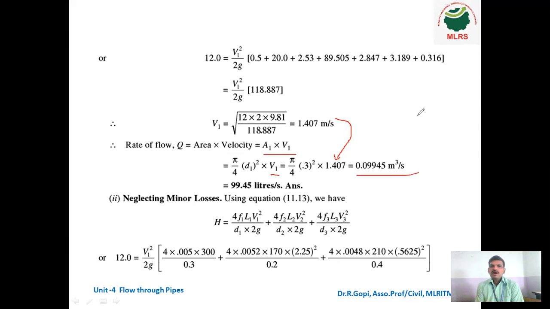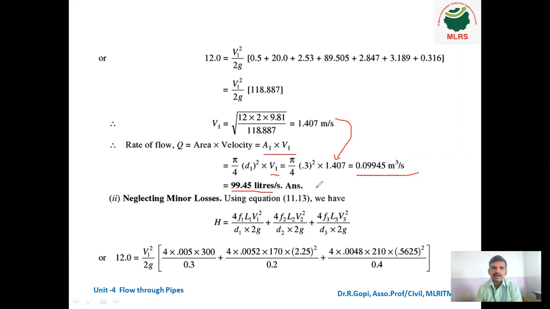So the answer we got is in terms of meter cube per second. You must convert it into liters per second. If you convert it into liters per second, what is the answer? 99.45 into 1000, so 99.45 liters per second is the answer. So this is the first case. Here I am including minor losses also. In the next case, I am neglecting the minor losses.